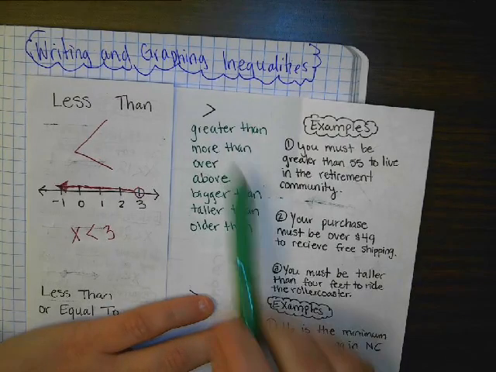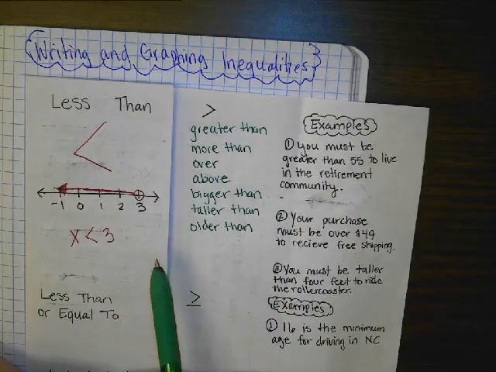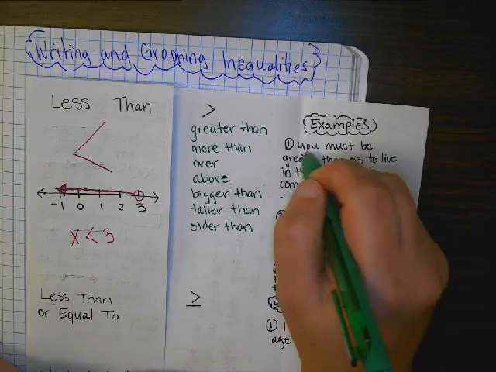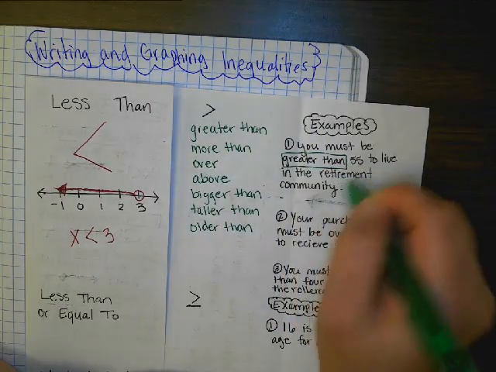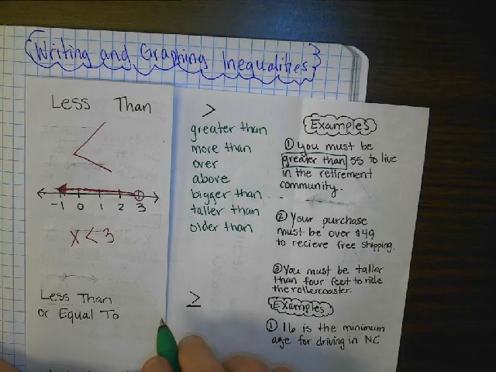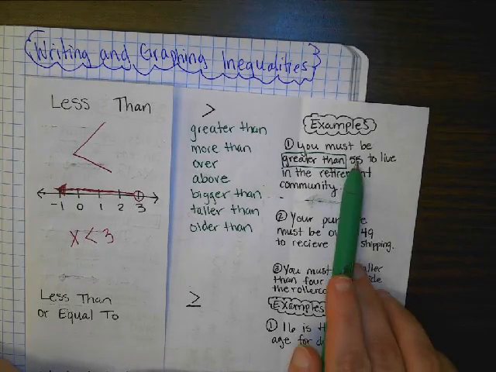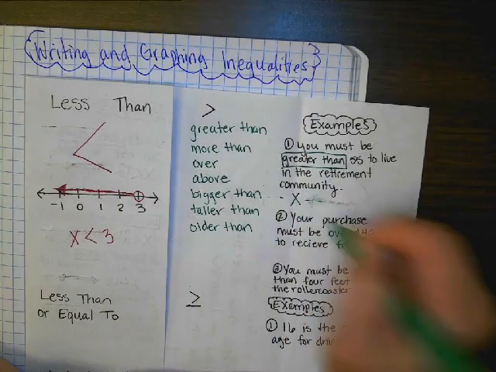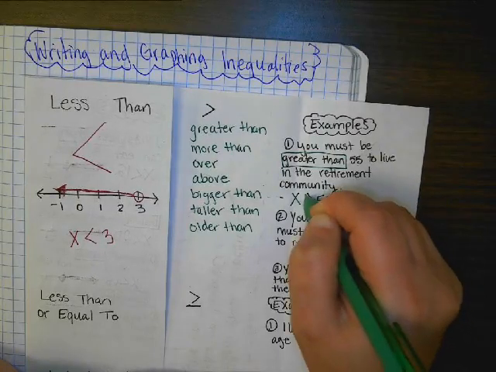We're now going to use our keywords to write and graph inequalities for our word phrases over here. You must be greater than, oh, there's our key word, greater than 55 to live in the retirement community. So you could be 56, you could be 57, you could be 55 and a half, but you've got to be greater than 55. So whatever your age is, it must be bigger than 55. Remember, the bigger number always gets eaten.